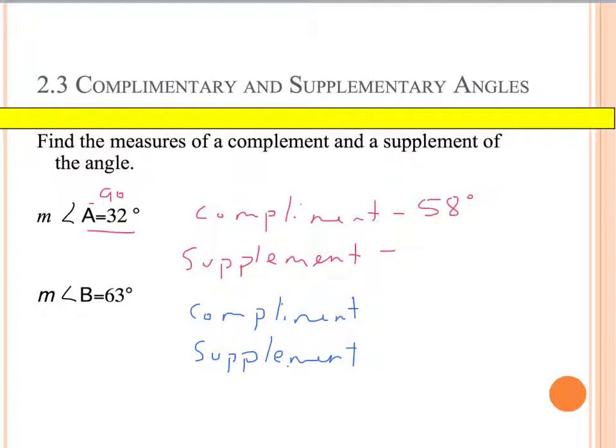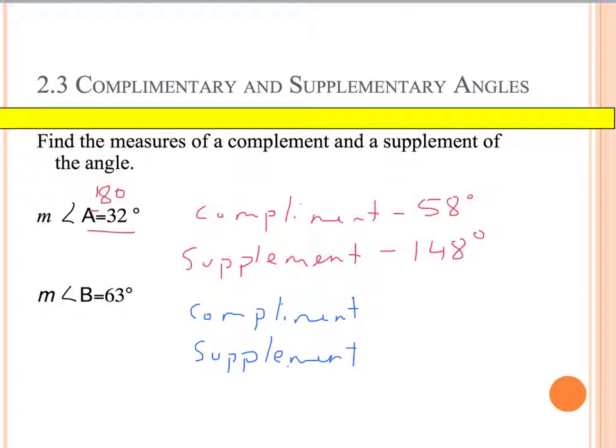A supplemental angle. Supplementary angles, remember, add up to equal what? 180 degrees. So instead of subtracting from 90, we are going to subtract from 180. When we do so, we get the measure of 148 degrees as its supplement, because if we added 148 and 32 together, we would get 180 degrees. Two angles that add up to equal 180 are supplementary angles.